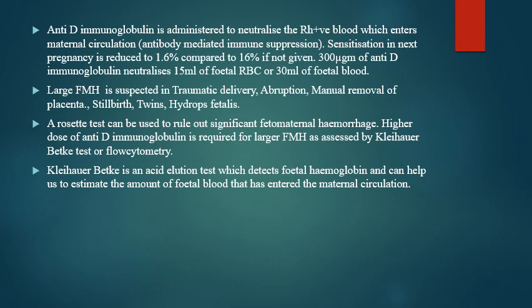However, large feto-maternal hemorrhage is suspected in cases of traumatic delivery, abruption, manual removal of placenta, stillbirth, multiple pregnancy and hydrops fetalis. A rosette test can be used to rule out significant feto-maternal hemorrhage. Higher doses are required if the feto-maternal hemorrhage is large, which can be assessed by Kleihauer-Betke test or by flow cytometry. Kleihauer-Betke test is an acid elution test which detects fetal hemoglobin, which can help us to estimate the amount of fetal blood that has entered the maternal circulation.